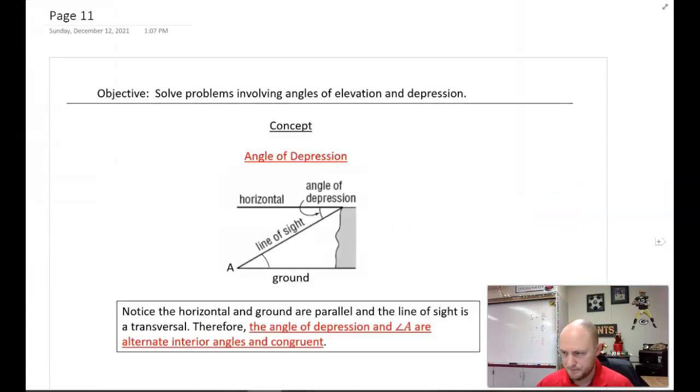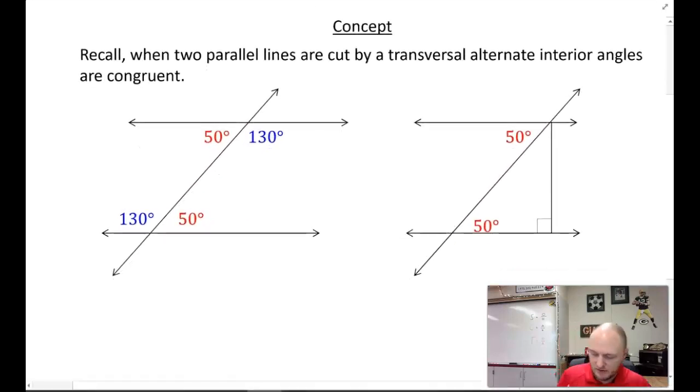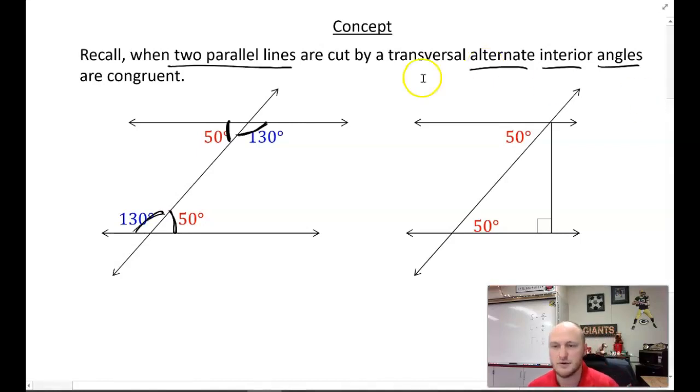So what we want to do is use our knowledge of a transversal line going through two parallel lines. And here's an example of stuff that you covered in Math 2: I have two parallel lines cut by a transversal. Well, two angles formed are congruent, and they're called alternate interior angles. They're going to be exactly the same. And it works too for the other angles. These are alternate interior, alternate sides of the transversal on the interior of the parallel lines.